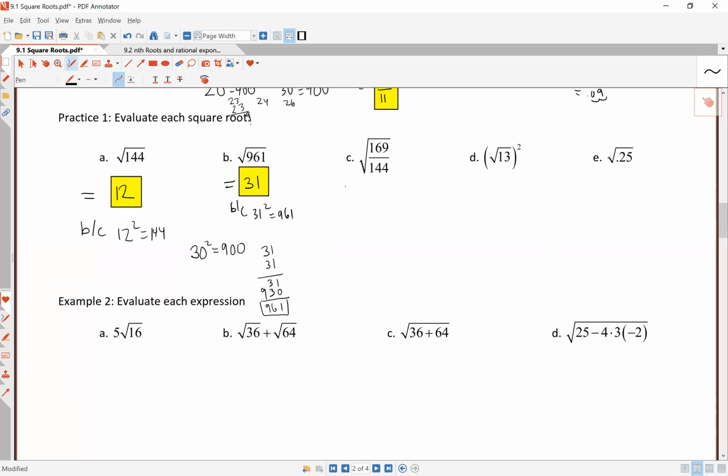Square root of 169 over 144. The square root of 169 is 13, and the square root of 144 is 12. The square of the square root of 13, the square root and the square undo each other, and we just get 13. And the square root of 0.25: 5 times 5 is 25, so that means 0.5 times 0.5 is 0.25.